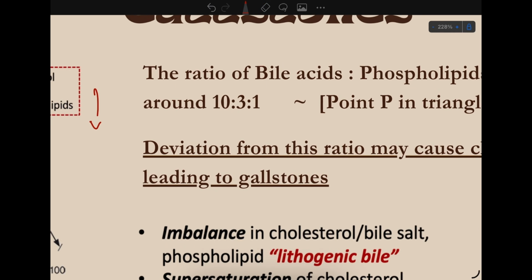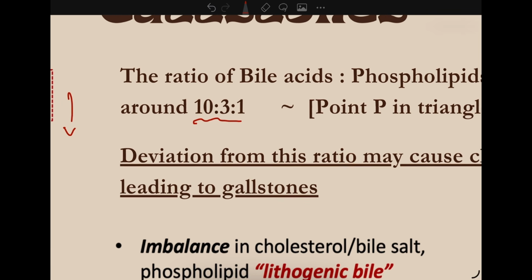Can you see that? 10, 3, 1. What does that mean? For each one cholesterol, you need to have 3 phospholipids and 10 bile acids. This ratio, if it's kept maintained, then no gallstones will be formed, inshallah.